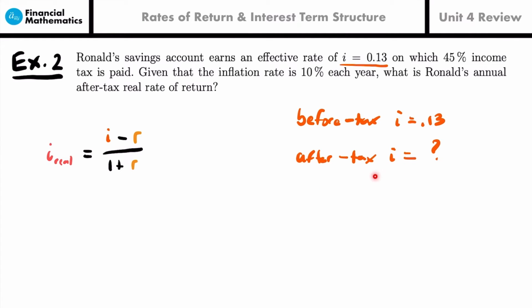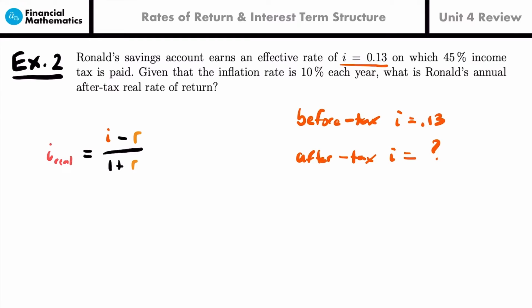Because that's going to be the actual current interest rate that we use in this equation, right? That's what this i will be. It's not going to be 13% or 0.13, which is the before-tax current interest rate. It's going to be the current after-tax rate because we want the after-tax real rate of return. So the current interest rate that we use should also be the after-tax interest rate. Okay, now how do we actually go about finding that rate, right? How do we find the after-tax interest rate for Ronald's account?